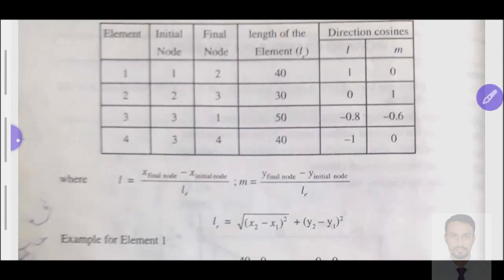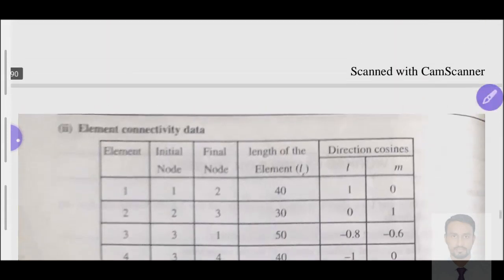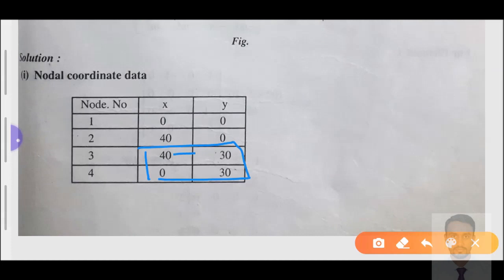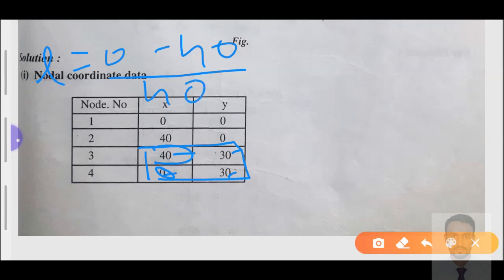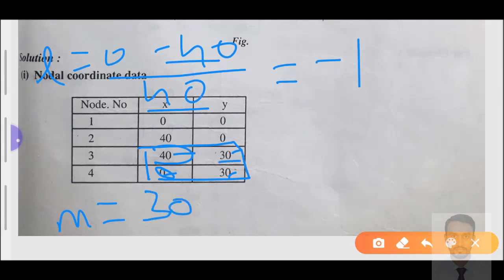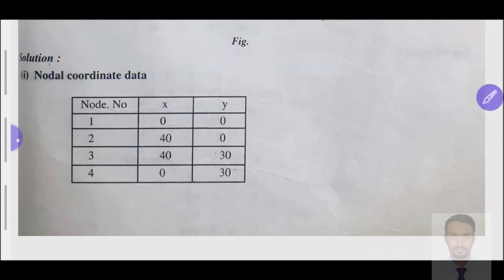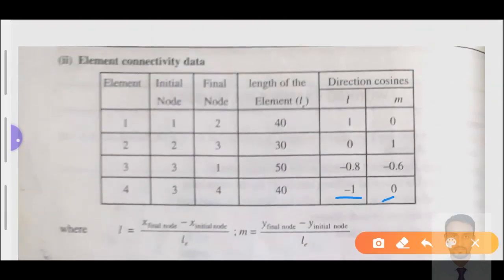We tabulate it here. Similarly, find it for element number 4. It will start from node number 3 and end at node number 4. We have the initial and final values. So L is equal to the initial value 40 and final value 0: 0 minus 40 divided by again 40, we have minus 1. This is minus 40 divided by 40. M is equal to 30 minus 30 divided by 40, which is equal to 0. Minus 1, 0 we have tabulated here.